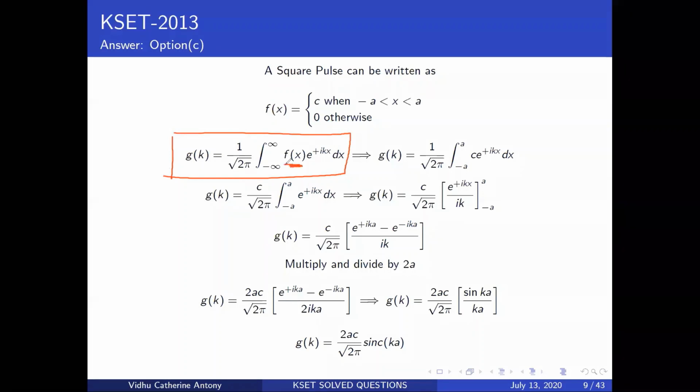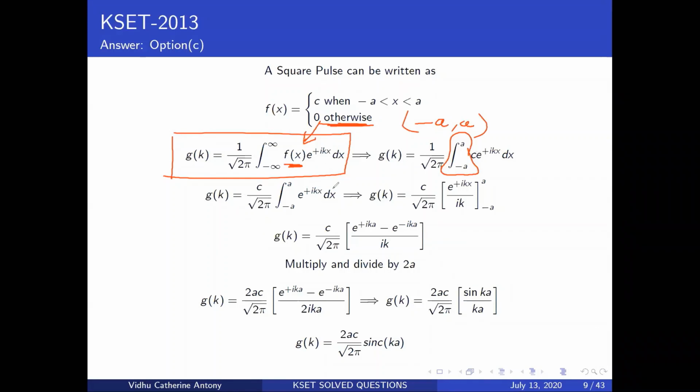And here, you feed in this function. Okay, so you substitute c. And since in the region other than minus a to a, it's 0, you can change the limits of the integral to minus a to a. So you have g of k is equal to 1 divided by root of 2 pi integral from minus a to a c e to the power of plus ikx dx. Okay. After that, you all know how to integrate an exponential function. It is pretty easy to do, right?